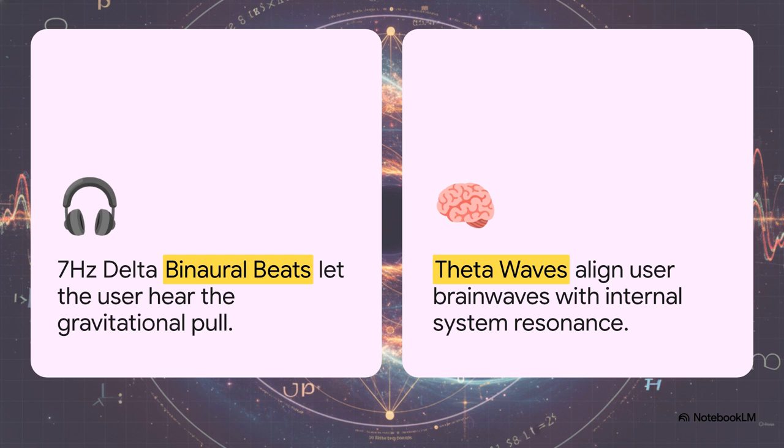On the audio side, the system pumps out 7 Hz delta binaural beats. The intended design here is to allow the user to literally hear the gravitational pull of the software's recursive flow. Then, on the cognitive side, it specifically targets theta wave patterns, attempting to physically align your own brainwaves with the internal 11.7177 Hz system resonance. It's a very deliberate attempt to blur the boundaries between a mathematical computer simulation on a screen and human cognition.